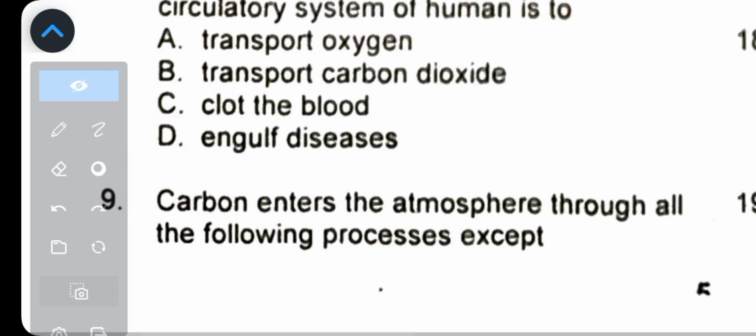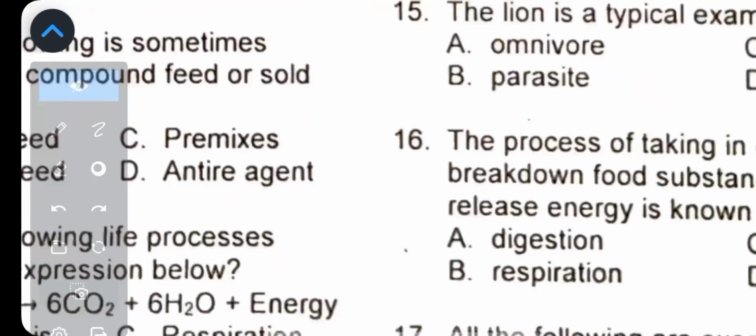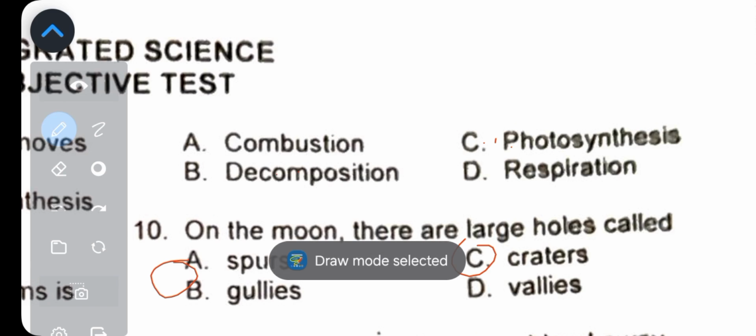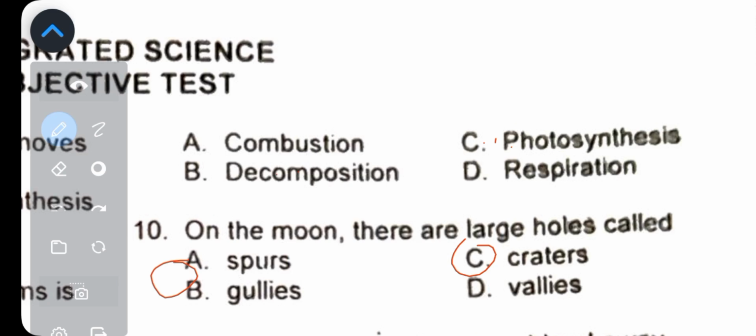Question number 9. Carbon enters the atmosphere through all the processes except... So the answer to this question is C. Moving on to question 10. On the moon, there are large holes called A, spurs, B, gullies, C, craters, D, valleys. And the answer to this question is also C.